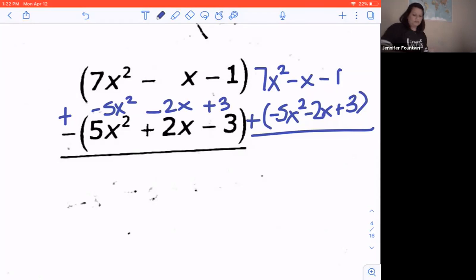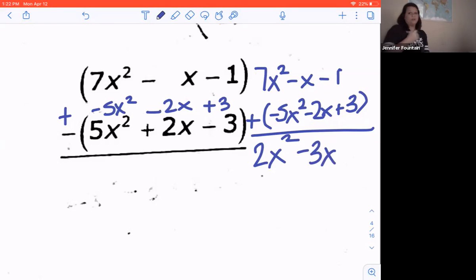Okay, so 7x squared plus a negative 5x squared. 7 plus a negative 5 is the same as 7 minus 5, and that will be 2x squared. Now I have negative x plus negative 2x. So that's like negative 1 plus a negative 2, or negative 1 minus negative 2. So that's going to be negative 3x.